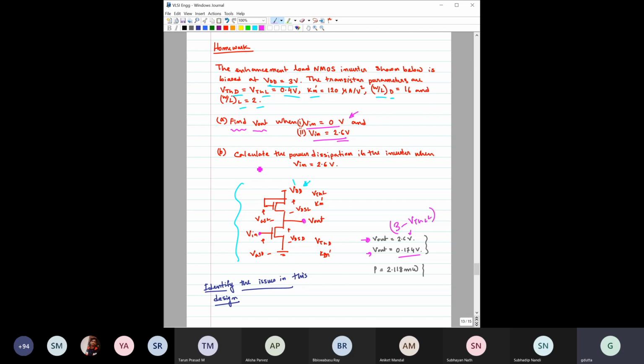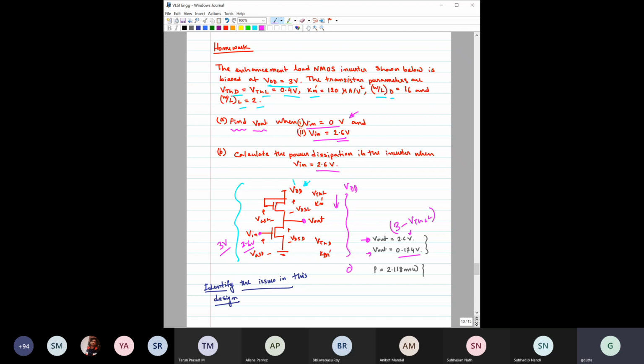The other question is to calculate the power dissipation in the inverter when V in equal to 2.6. Suppose you have given 2.6 volt here and kept it like this, then what would be the power dissipation? Even if you have given logic 1, that is 3 volt, this transistor is on. This transistor is always on, right? So when this transistor is on, there is again a direct path from VDD to ground.